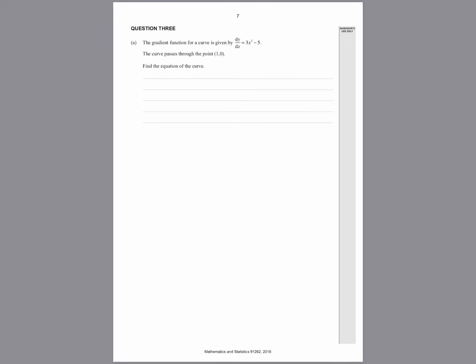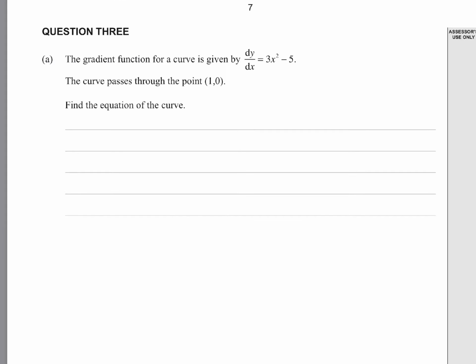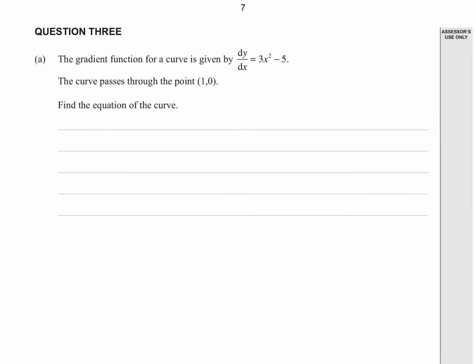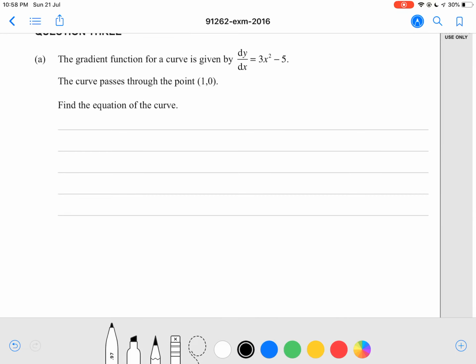Alright, moving along. Question 3. The gradient function for a curve is given by dy over dx equals 3x squared minus 5. The curve passes through the point (1, 0). Find the equation of the curve. We have our gradient function, which is given to us, and we need to find our function, which is y equals something. We have to integrate, which is to work backwards, so working backwards from differentiation.